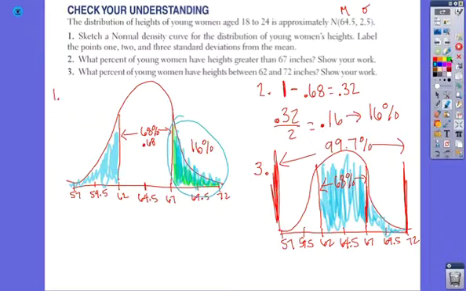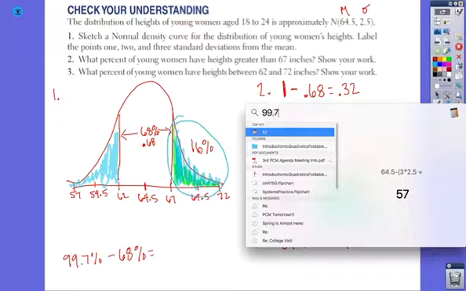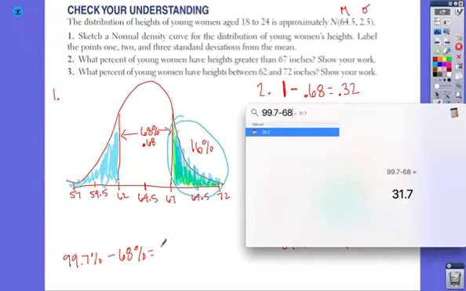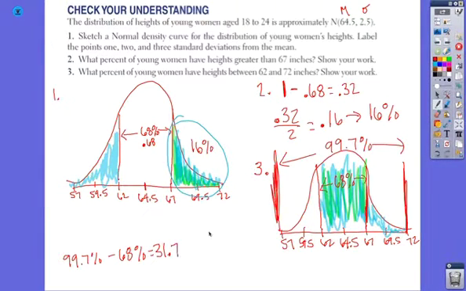Now I know that this middle part in the green is 68%. So what I can say is 99.7% minus 68% would give me anything that fell into this region or this region. So I'm going to say 99.7 minus 68, and that gets me 31.7. So 31.7% is not accounted for right now. I know the middle part is 68%. I don't know any of this. Now, that represents this part and also this part.